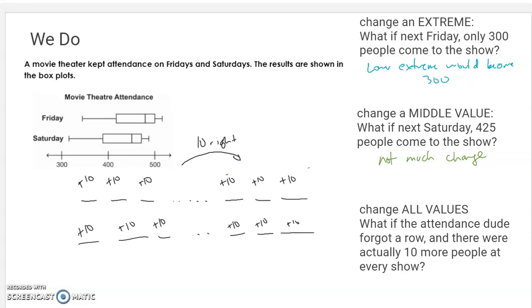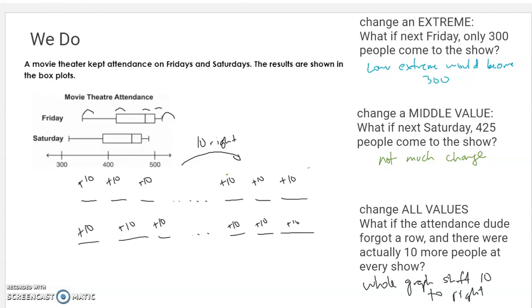on both, right? This would move by 10, this would move by 10, this would move by 10, and so on both. So in this case, the whole graph would shift 10 to the right if we added 10 to every single number. So that's some common things to consider. This really helps you know box and whisker plots really well if you can answer questions like this.